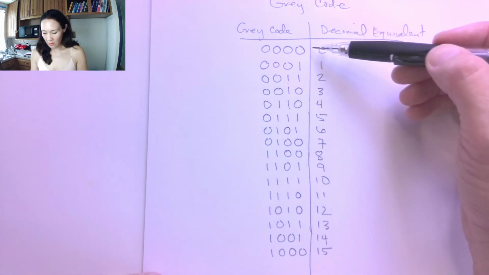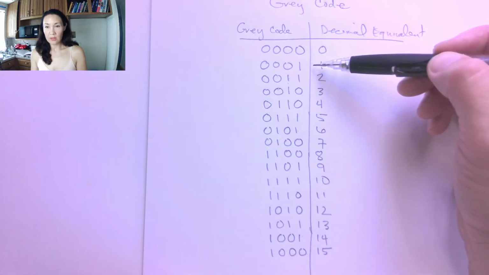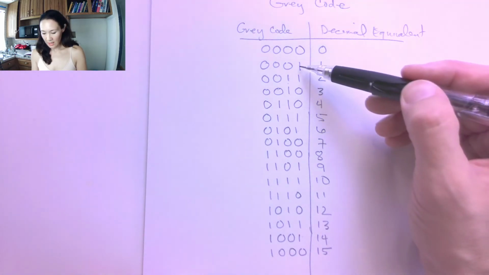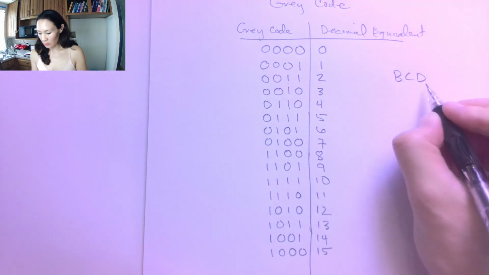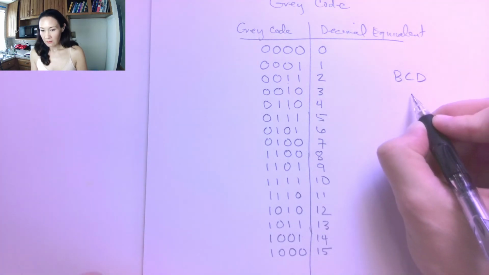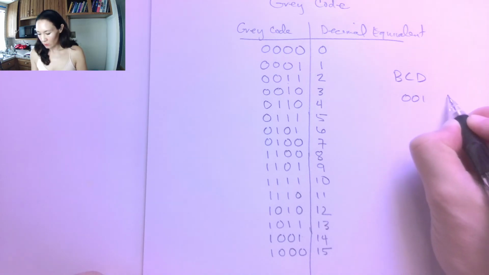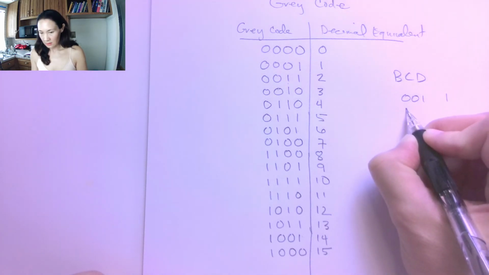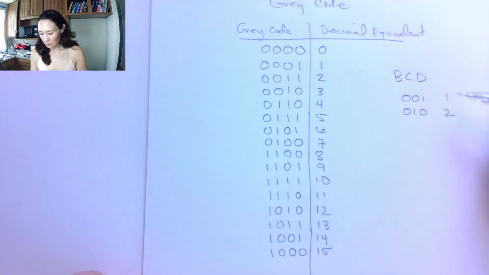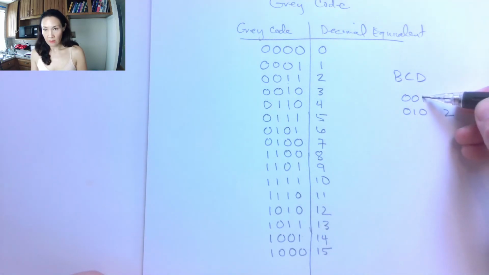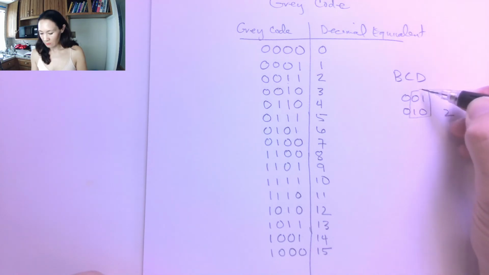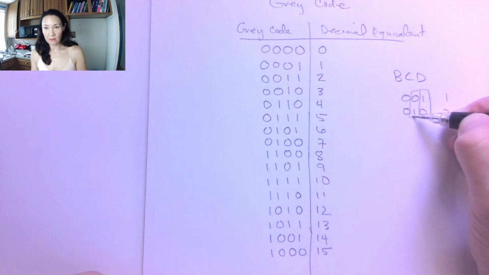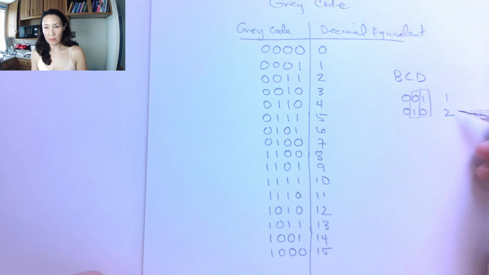You'll notice that from each state to the next, from each decimal number to the next, we only have one binary bit that flips, as opposed to binary coded decimal, which is what we did before. If we had 001 as 1 in decimal and 010 as 2 in decimal, this bit flips from 1 to 0, this bit flips from 0 to 1, and this one stays the same. So in our previous scheme, we actually had 2-bit flips in order to go from one number to the next.